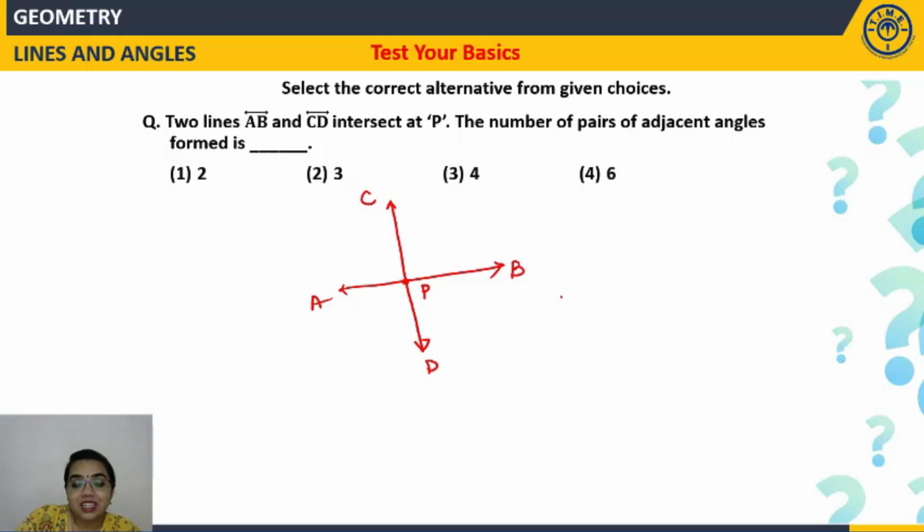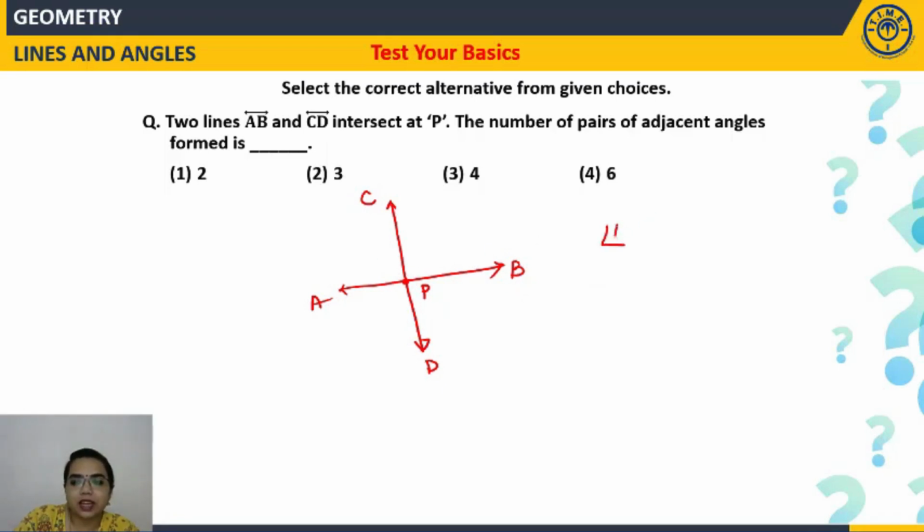We have learned that the angles must lie one beside the other, which means that they should have a common arm and the non-common arms should lie on either side of the common arm. And they should also have a point in common. Now from this figure, can you tell me how many pairs of adjacent angles we can get? Let us start from here.